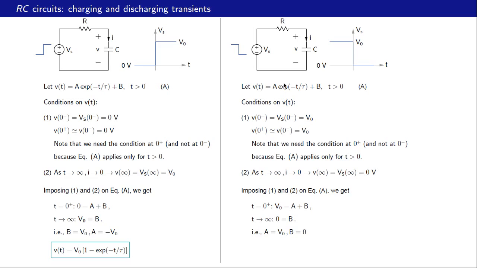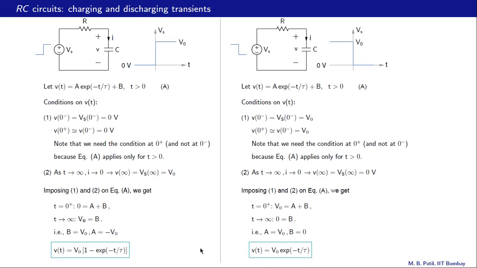This term now becomes 0. So therefore we have 0 equal to B. So our constant B is 0, and therefore A is equal to V0, like that. Now putting these back over here, we get the final expression for V of t for the discharging transient. So that is V of t equal to V0 e raised to minus t by tau.